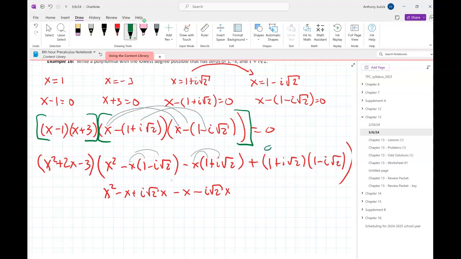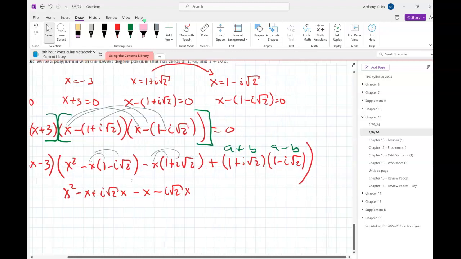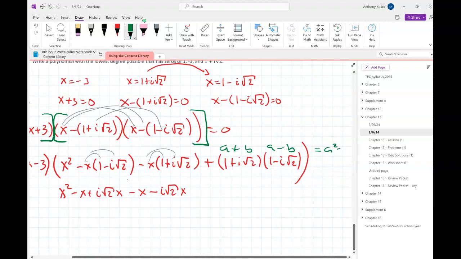And then over here, hopefully we can recognize that this looks like a difference of 2 squares, like an a plus bi times a minus bi. And I know then that if I FOIL that out, I get a squared minus b squared, right?